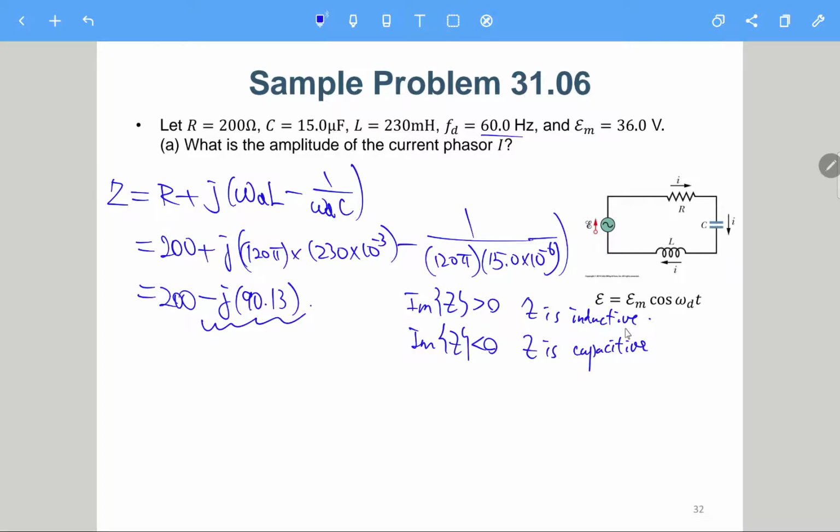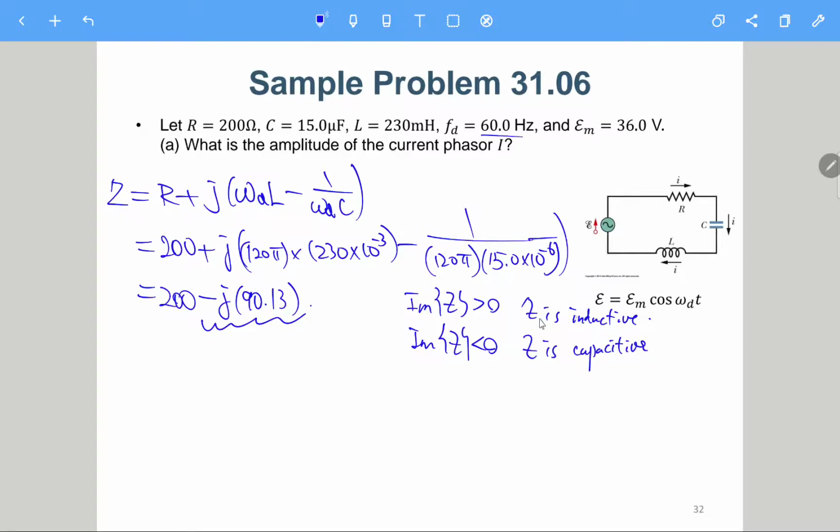It works like an inductor in series with a resistor, and if the imaginary part of Z is smaller than 0, we will say Z is capacitive. It's just like a capacitor in series with a resistor.